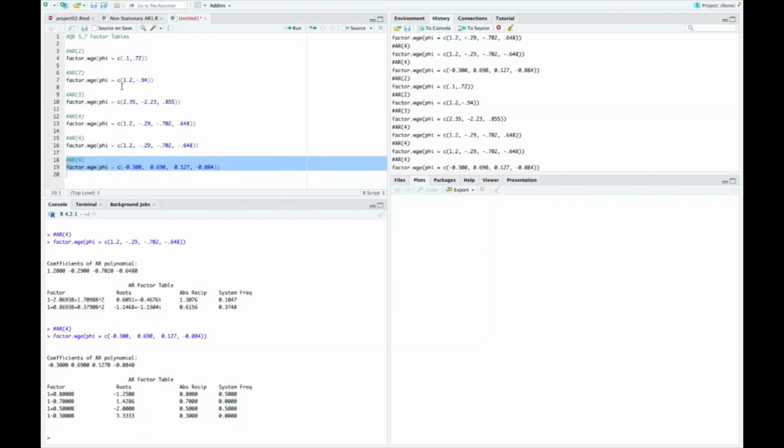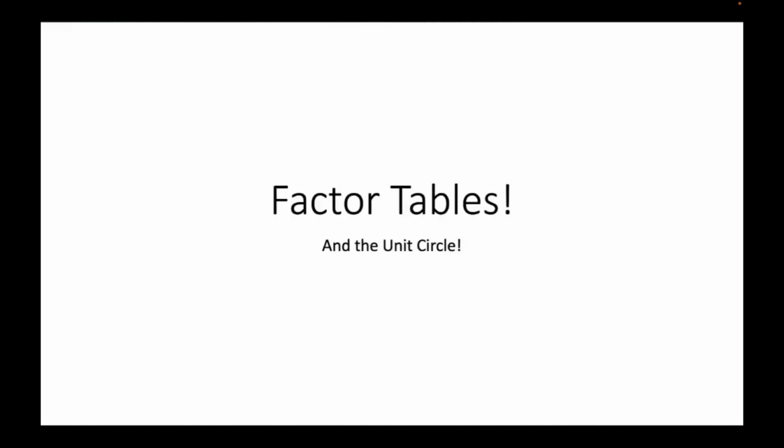So we saw examples of AR2s and AR3s and AR4s that all factored uniquely into a different number of AR1s and AR2s, but they all factored into AR1s and AR2s. So now let's follow up our talk on the factor tables and graphically show this with the unit circle.